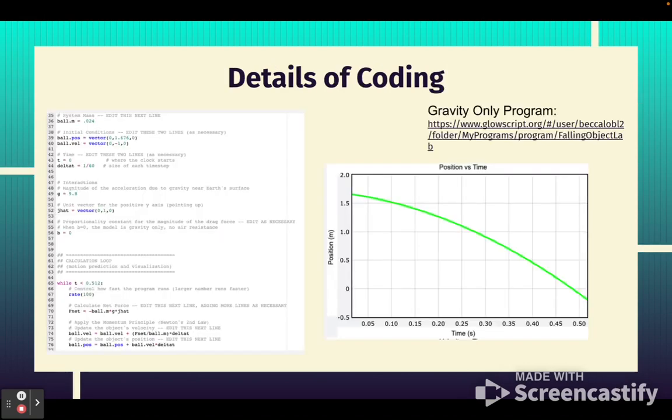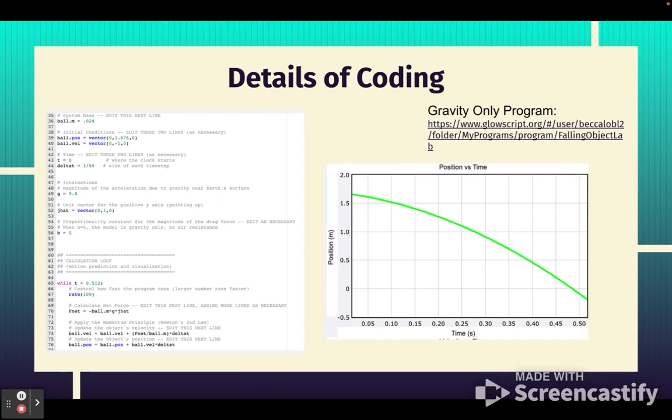So details of coding. I first created a gravity-only program. I set the ball's mass equal to 0.024 to account for the pickleball's mass, and I set the ball's position equal to the vector shown, and in the y direction, I changed that value to equal 1.676 to account for the meters above the ground that the pickleball was dropped. I changed delta t to 1/60 because that is what Tracker said, and I set b equal to 0 because there's no drag in this program.